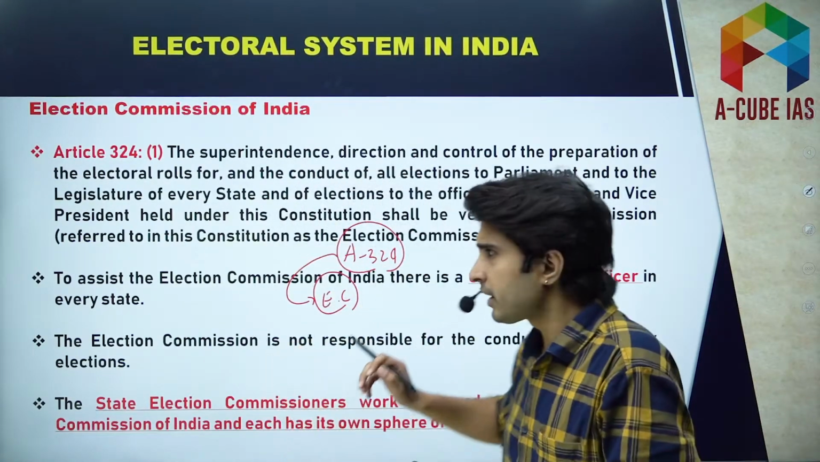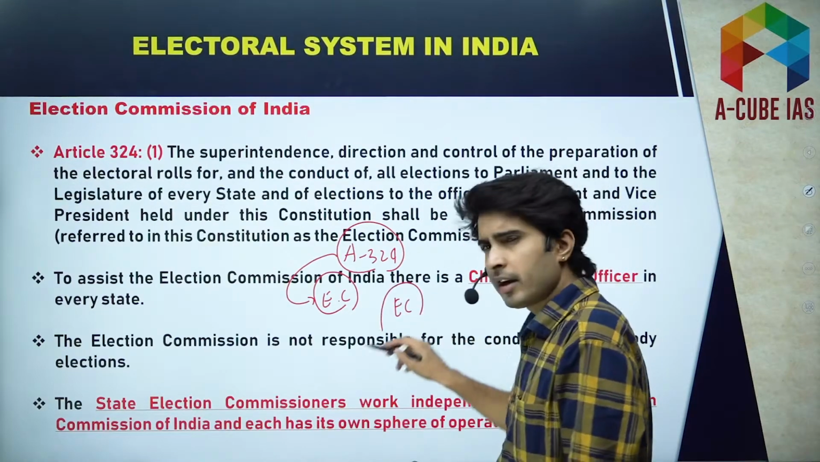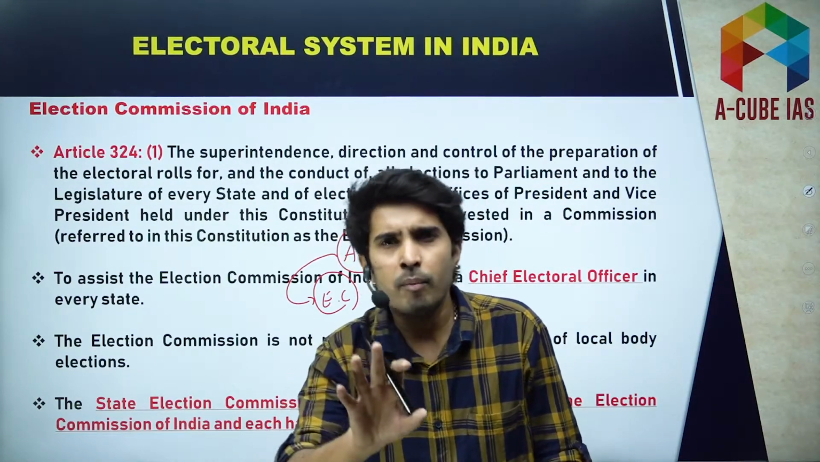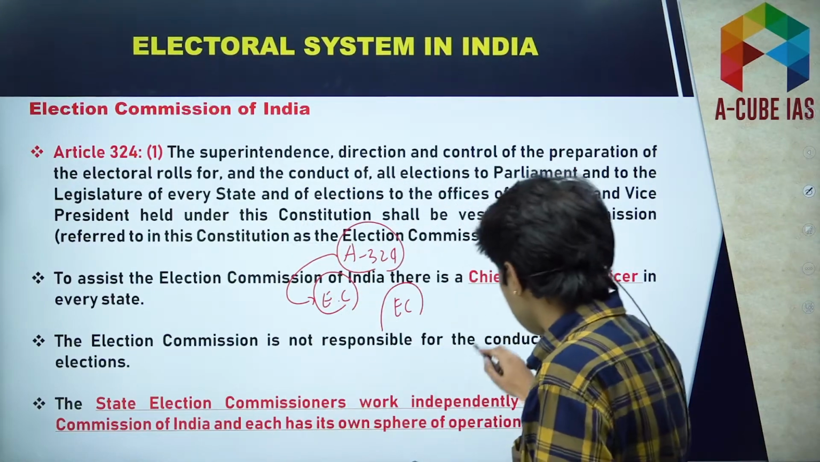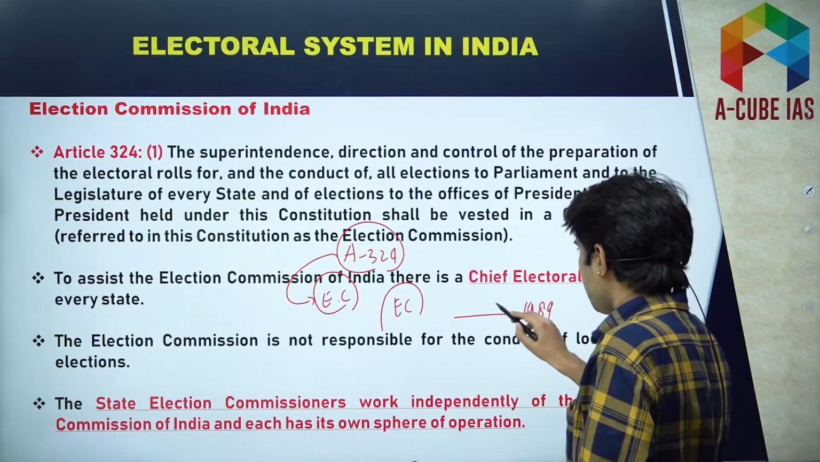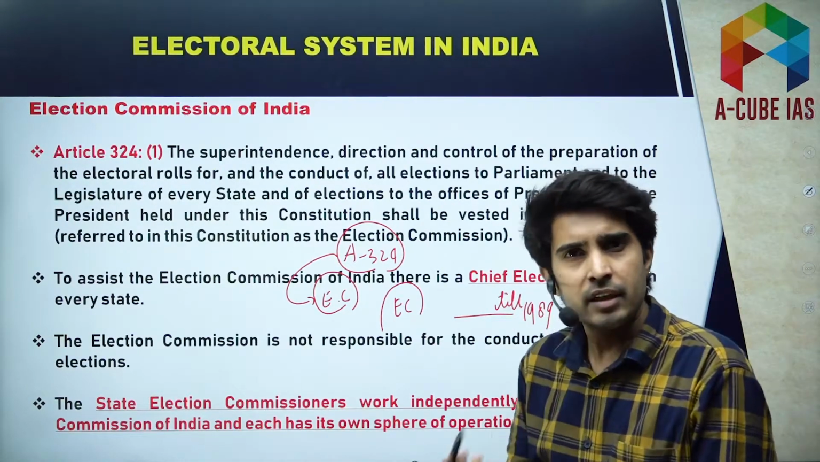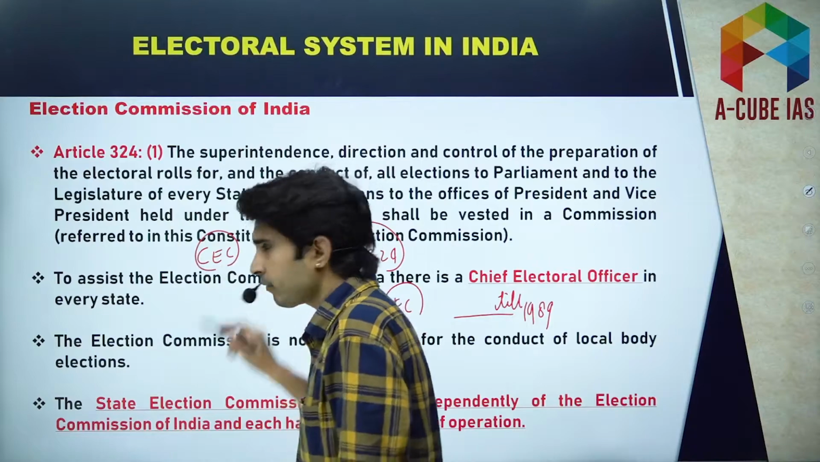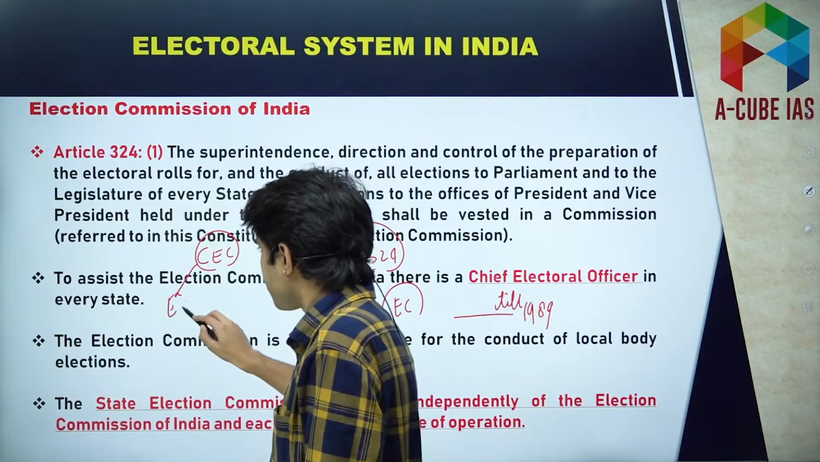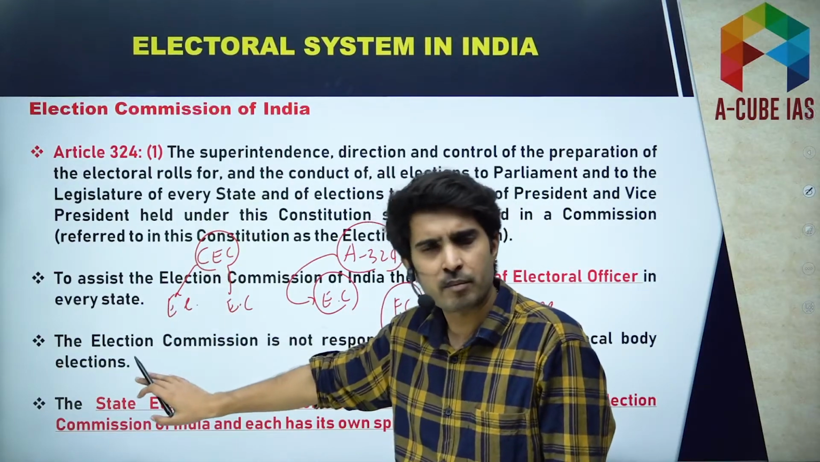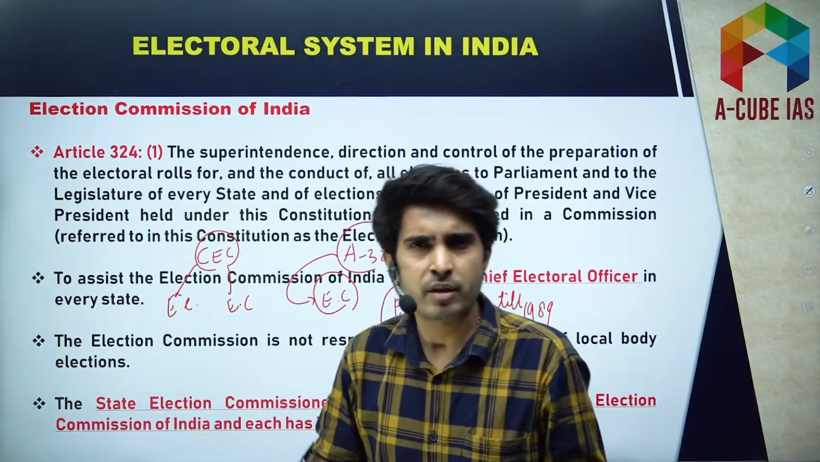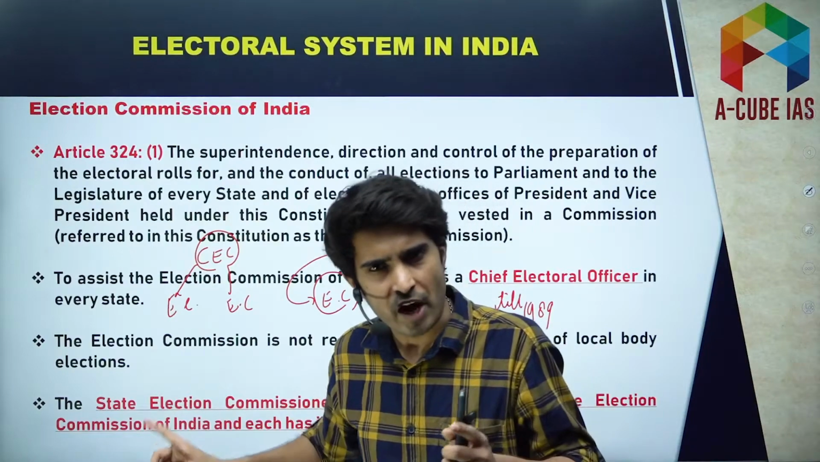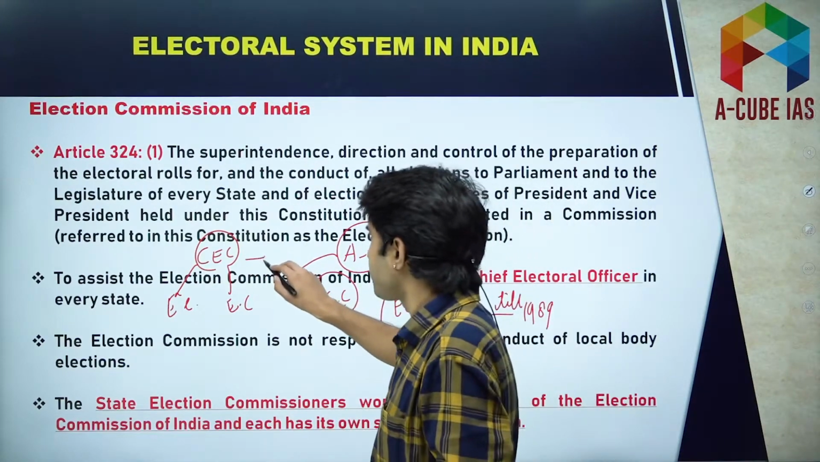First fact is that this Election Commission of India can be a single member body and it can be a multi-member body. Right now it is a multi-member body, but you must know that till 1989 it was a single member body. So right now we have Chief Election Commissioner and two Election Commissioners, and these Chief Election Commissioner and Election Commissioners are appointed by the President of India in consultation with Council of Ministers. So this fact is also very, very important, that these are appointed by the President.